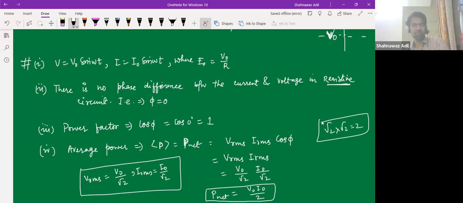Yes, please note down these four things which are very important in resistive circuit. So we will calculate all these things for different circuits, right? So we'll talk about the inductive circuit and then we'll talk about the capacitive circuit. So yeah, we'll calculate all these. Okay. Please note it down.